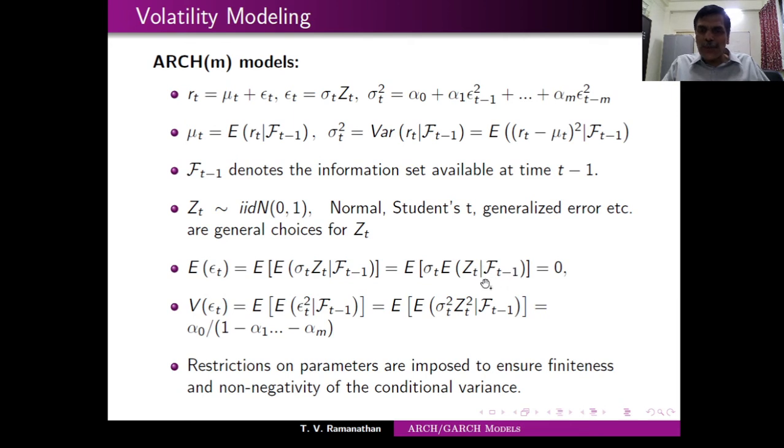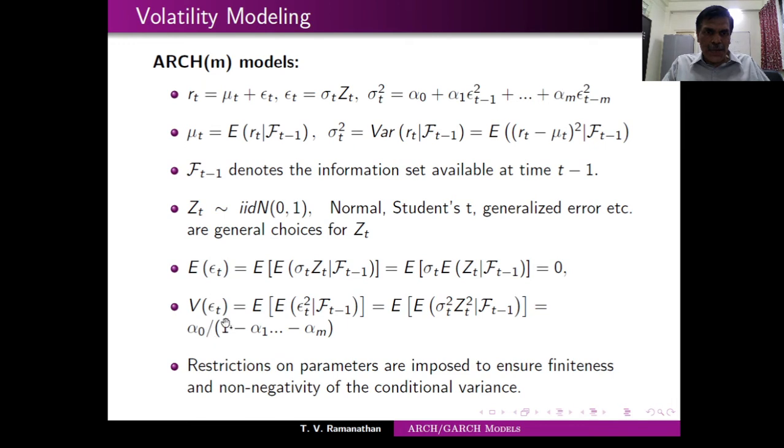We know that zt is uncorrelated with ft minus 1, therefore the expectation of zt is 0 because zt is IID (0, 1). So this is 0, and when you multiply, you have 0. So the marginal mean is 0, and now look at the marginal variance, the variance of epsilon t.